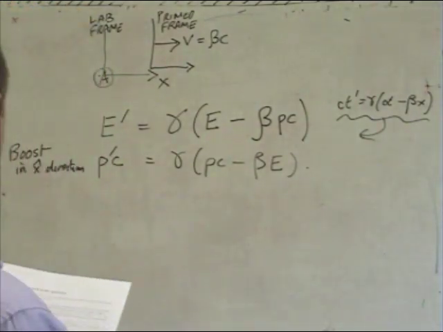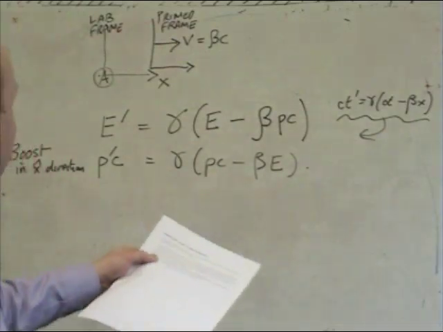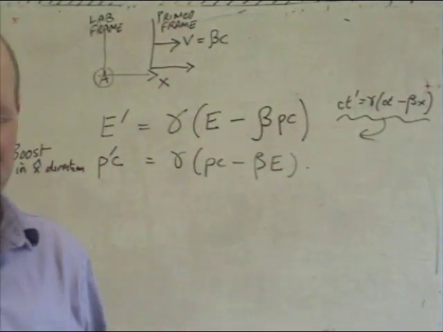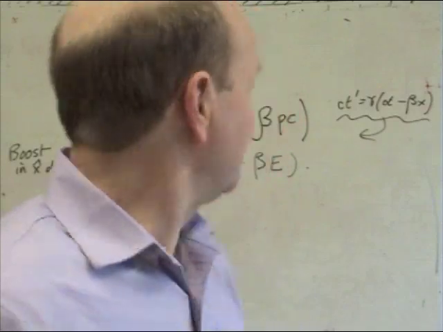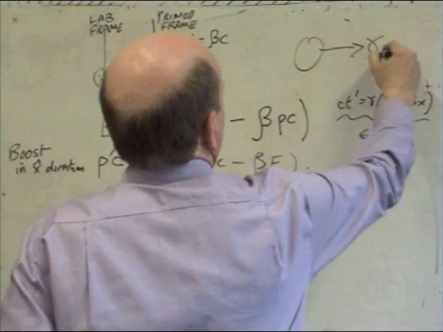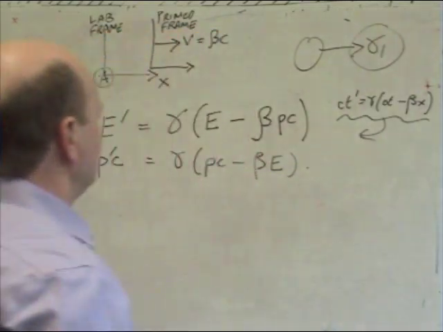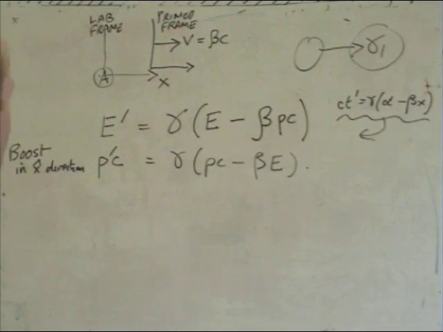Okay, so in this case, which one of these are we going to use? Well, the question is, for what value of beta, in other words, how fast does the prime frame have to be moving, does this photon, the one that's going in the direction of increasing x, gamma 1, end up having an energy which is E over 2?